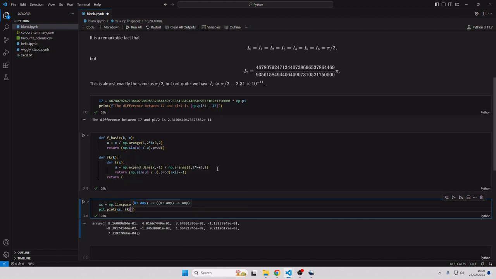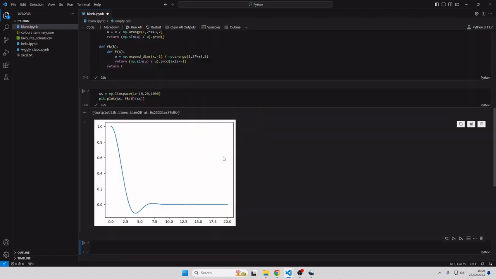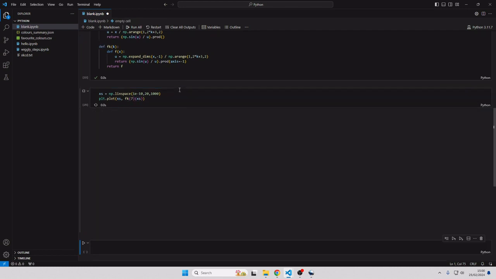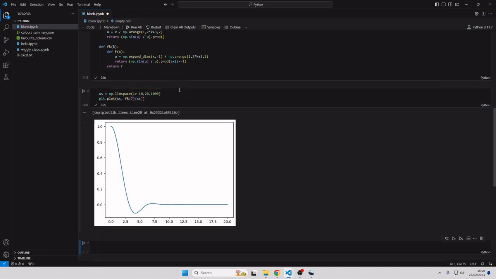Yeah, and let's maybe look at f6. Okay, so here's the function f6, and let's compare it with f7. Oh, and yeah, the pictures look pretty much the same. Okay, so let's just double check that.